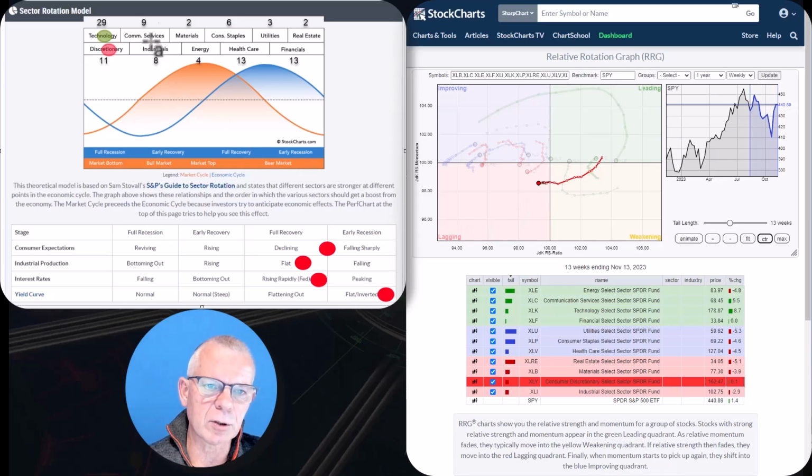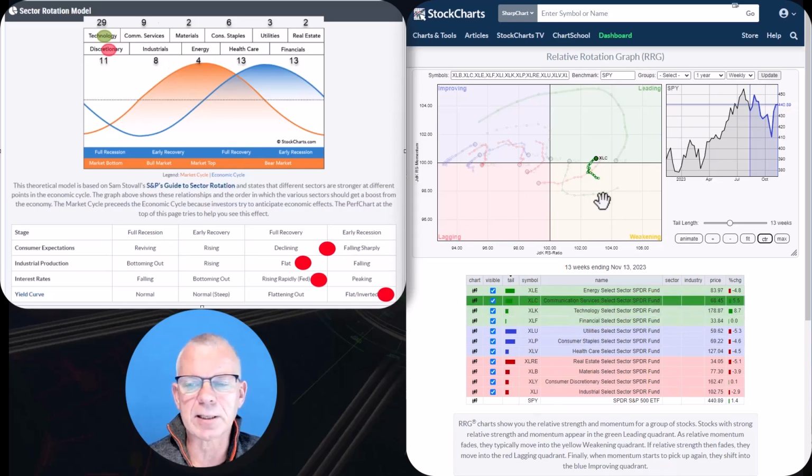If we then go to communication services, that is, just like technology, rotating into the leading quadrant. So that's a positive. That's a sector that is outperforming the S&P 500 at the moment. It's in a strong run.